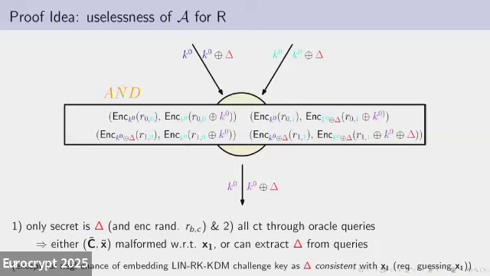Why does this not contradict selective security? Well, there's one case that happens with negligible probability, namely that the reduction manages to embed the LIN-RKKDM challenge key exactly as this secret delta, and consistently with X1. But since it has to do the embedding before it actually knows X1, this is exponentially unlikely to happen and requires correctly guessing X1.